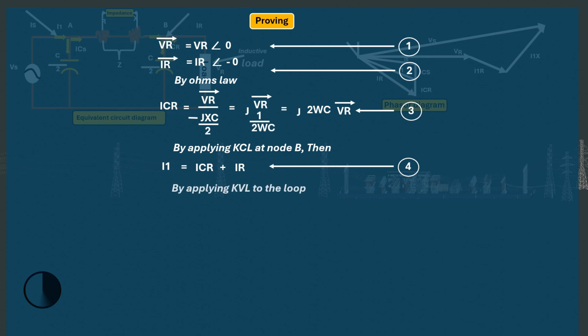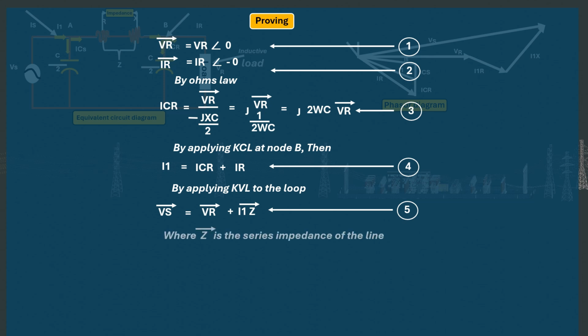Likewise, when we apply Kirchhoff's voltage law at node A, the sending end voltage Vs bar will equal the receiving end voltage VR bar plus the flowing current I1 bar multiplied by impedance Z bar, equation 5. Again, it's worth noting that Z bar is the series impedance of the line, so Z bar will equal resistance R plus jX inductance, equation 6.